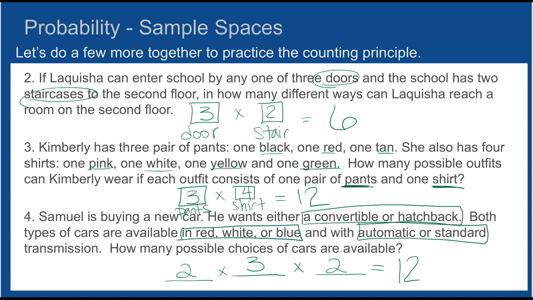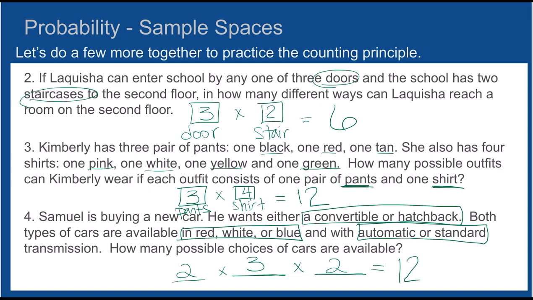How did you do? Our first category was the body type, the convertible or the hatchback. Our second was the three colors, red, white, and blue. And our third was the type of transmission, automatic or standard. And when we do 2 times 3 times 2, that gets us to 12 possible combinations.